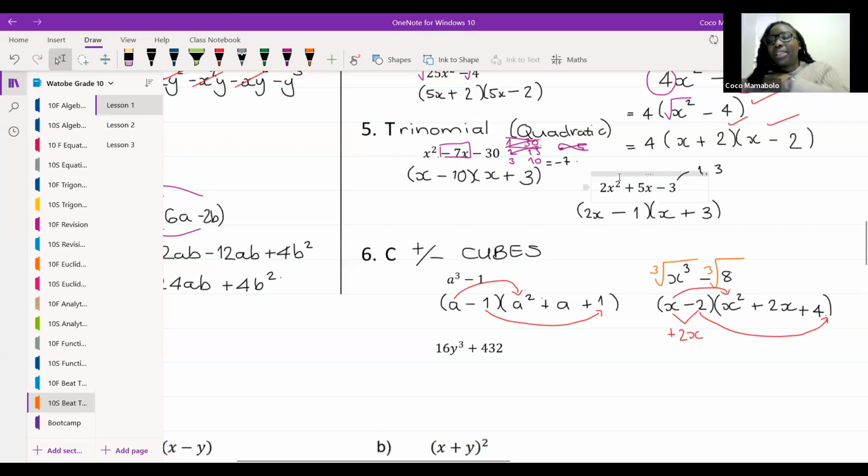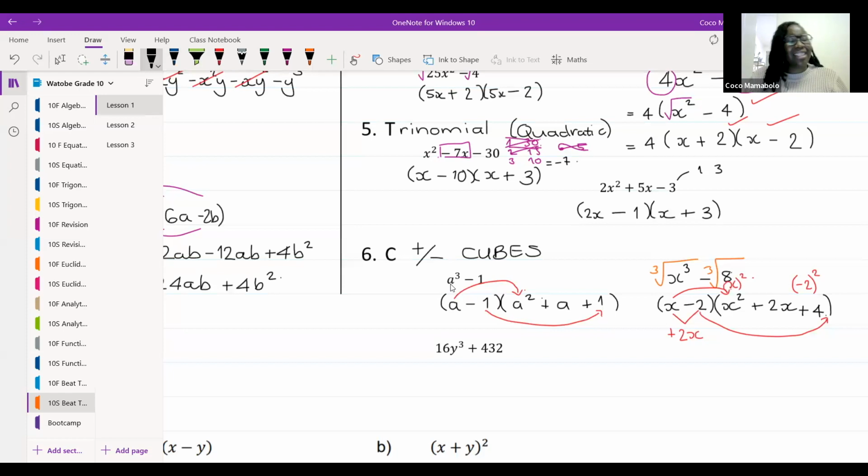Zama's asking about number 6. How did we get to change the sign to a positive 4? I'm going to show you now. Remember, Zama, at the end over here, we're actually doing negative 2 squared, and at the front we're doing x squared. So negative 2 squared will give us positive 4.